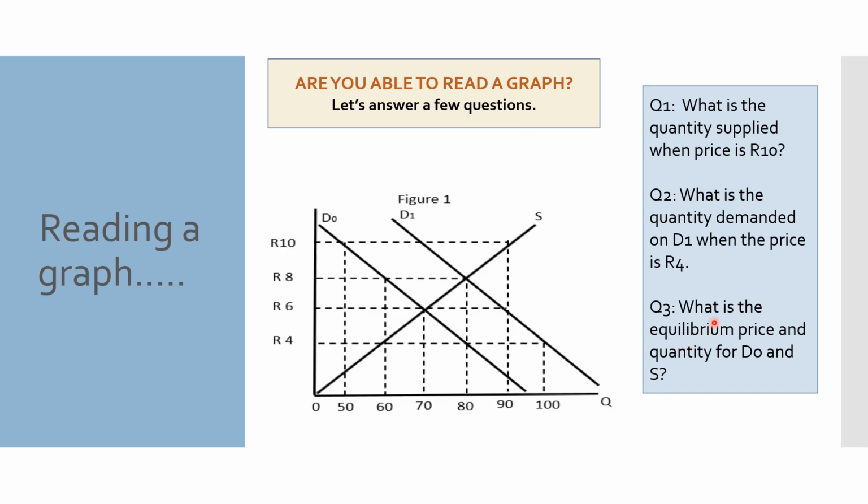Then question 3, what is the equilibrium price and quantity for D0 and S? We go to D0 and S, and we can see 6. There's where the intersection is. 6 Rand is my equilibrium price, and 70 units is my equilibrium quantity.